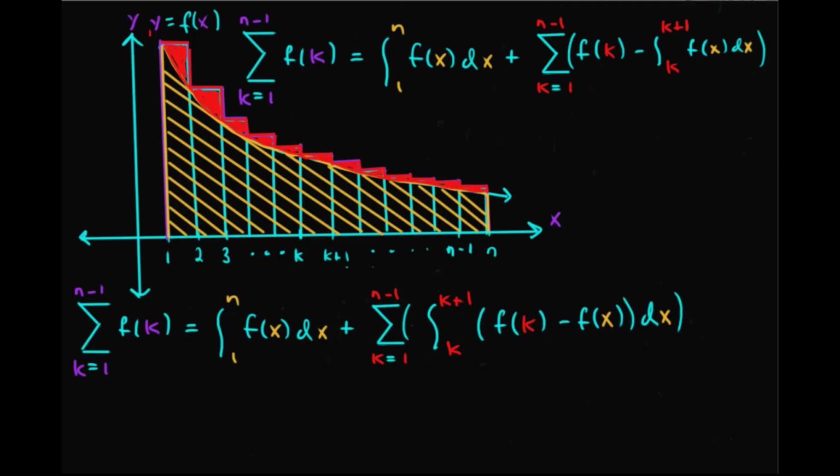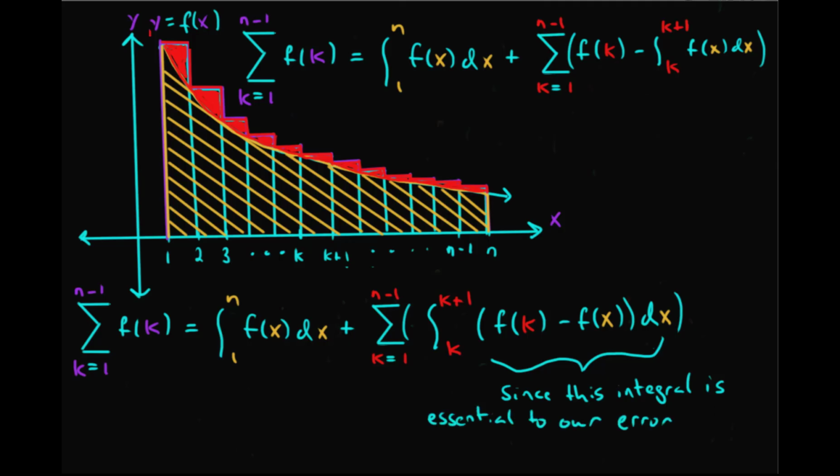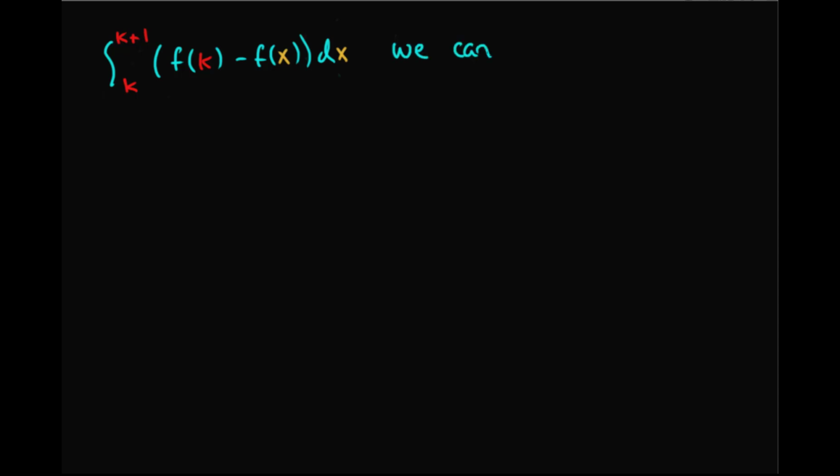Now, this integral expression is actually very important for what we're trying to do here. It essentially captures the discrepancy between the discrete summation of the function on the left-hand side and the continuous summation of the function on the right-hand side. So we need to focus on this a little bit more carefully now. Now, we want to see what we can do with this integral. And this might not be the most natural idea, but it actually leads us where we want to go.